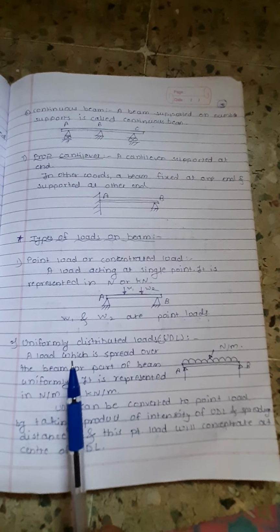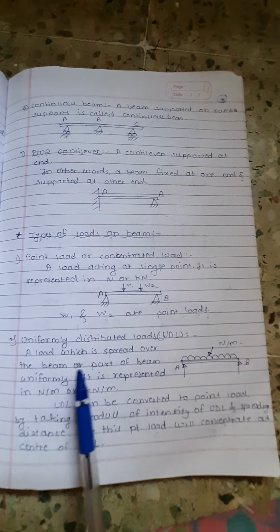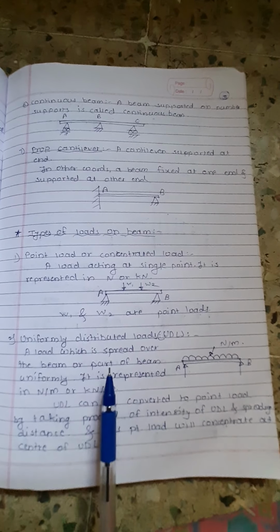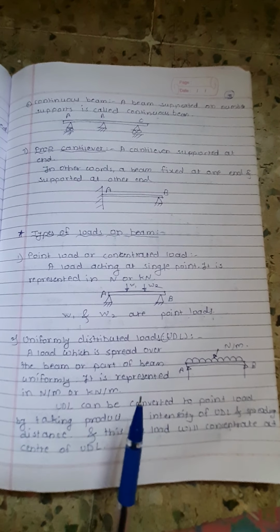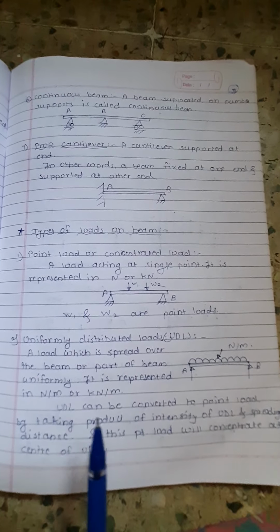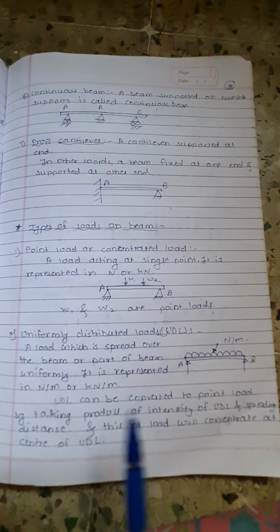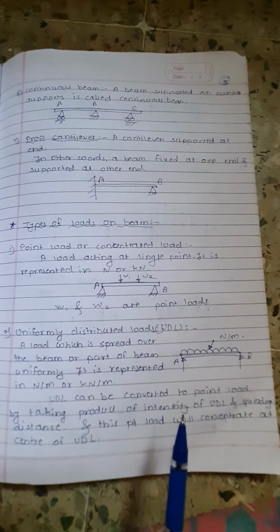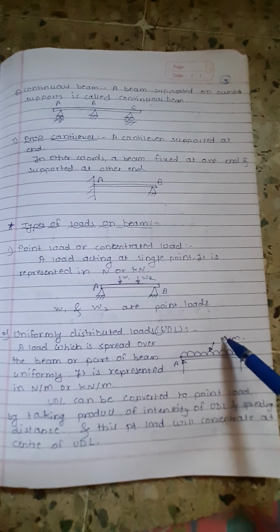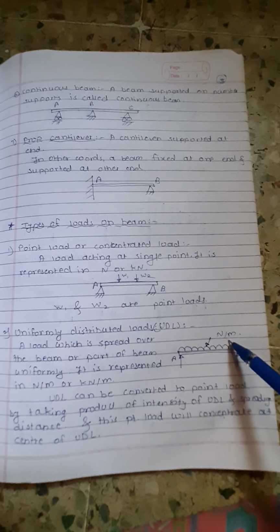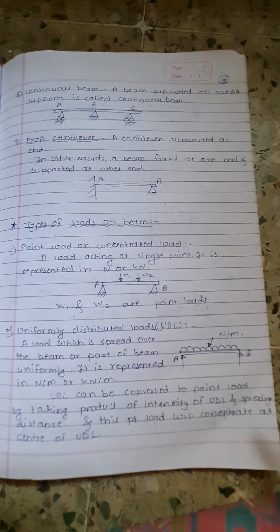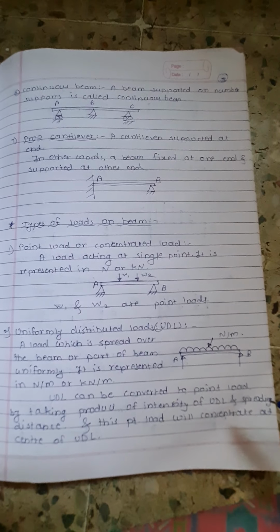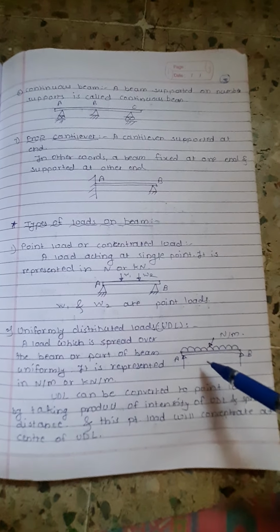Then the next is uniformly distributed load, a load which is spread over the beam or part of the beam uniformly. It is represented in Newton per meter. The uniformly distributed load can be converted to a point load by taking the product of the intensity of the UDL, which is given over here in Newton per meter, and multiplying it by the distance or length of the beam, and this point load will act at the center of this uniformly distributed load.